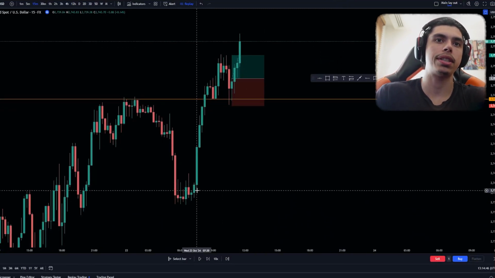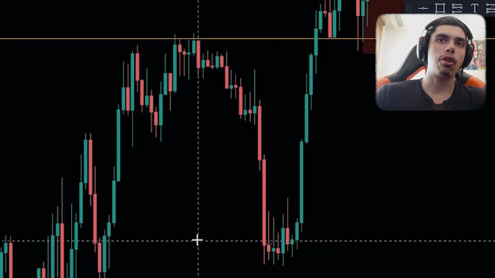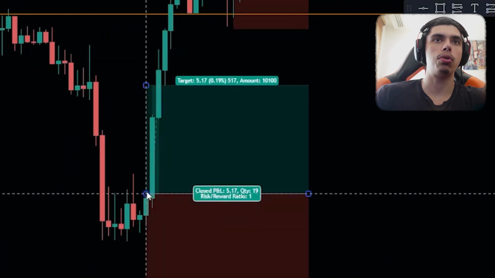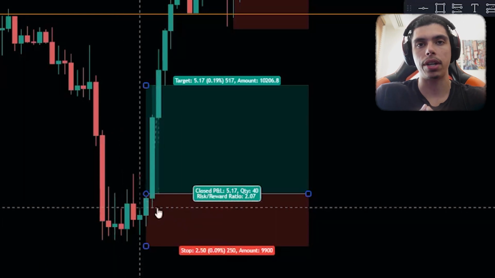Look at this pullback entry. This was not in my session. This was in Asian session, but it popped up to the highs, pulled back, and created this change of structure here. Your entry would be a break of this high, closing above this little structural point here, right? Because we want to break resistance. This is one of my entry confirmations.